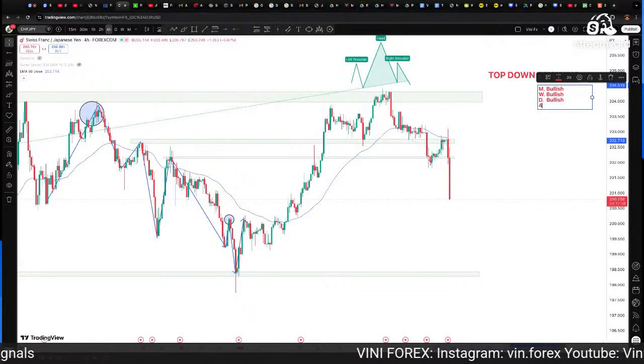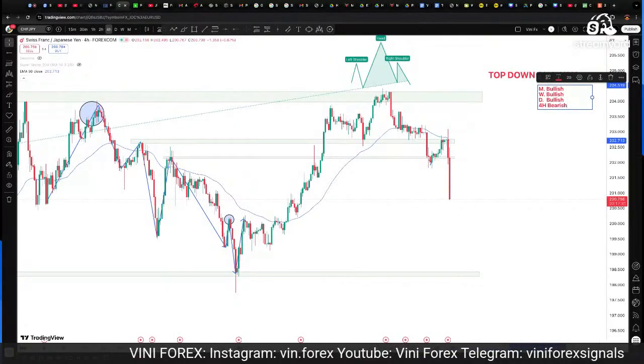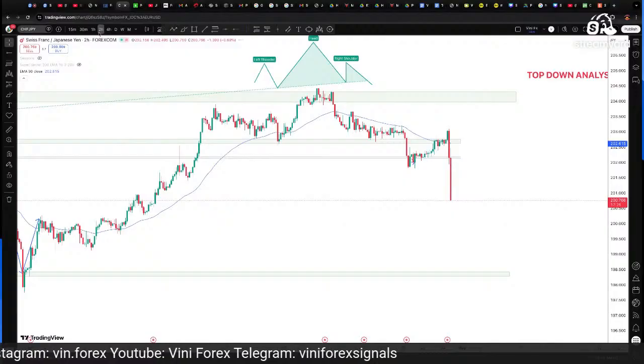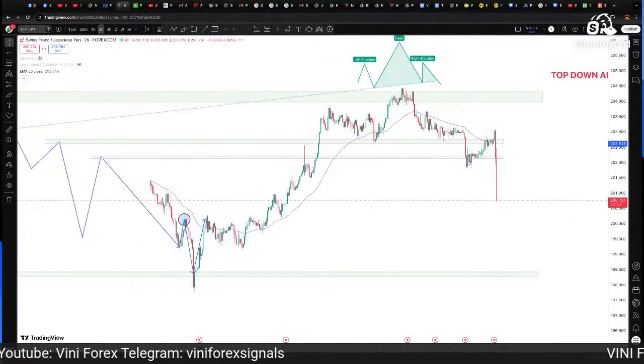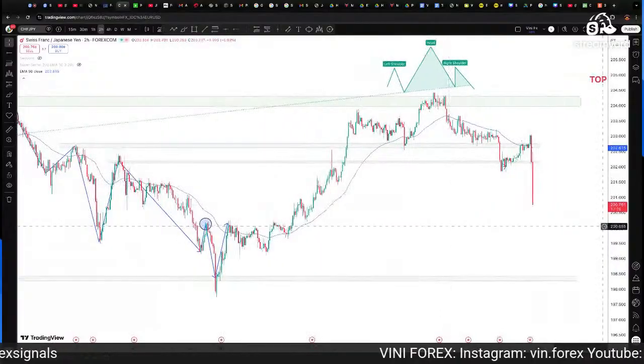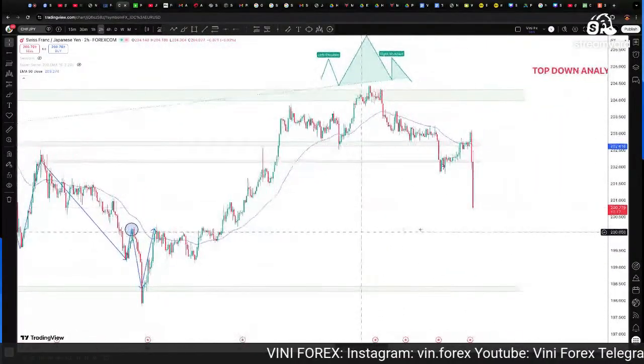Please, do you understand? Yes, sir. The 4 hours time frame is bearish. So let's go down to the 2 hours time frame. So this is now our 2 hours time frame. Please, do you see that? Yes, sir. This is our 2 hours time frame.